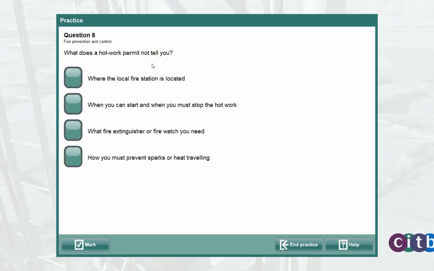What does a hot work permit not tell you? Where the local fire station is located. When you can start and when you must stop the hot work. What fire extinguisher or fire watch you need. How you must prevent sparks or heat travelling.